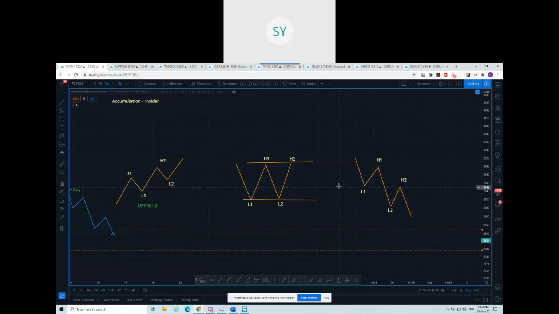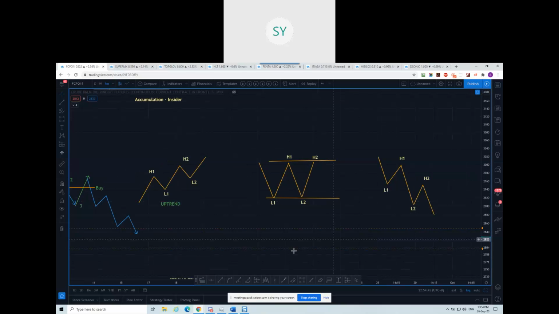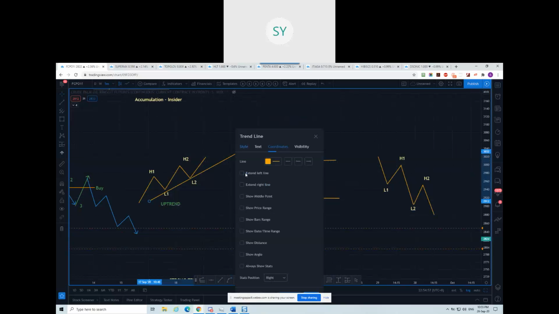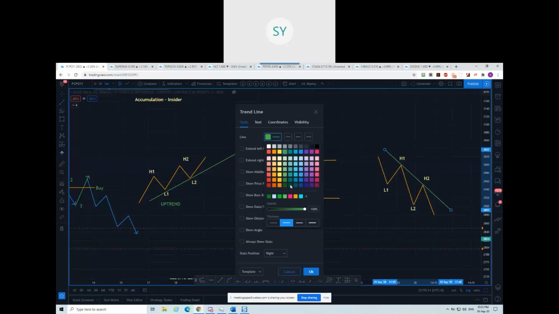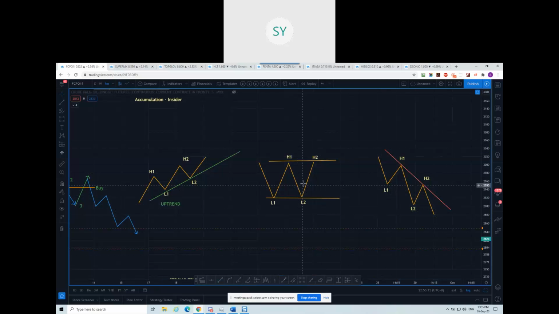Normally, how we do a trend line of an uptrend, we draw at the low. That's an uptrend, this is an uptrend line. Just let me change the color. Green, uptrend. And a downtrend line, normally we draw at the top, at the high. I'll put a red color. So now you all know.